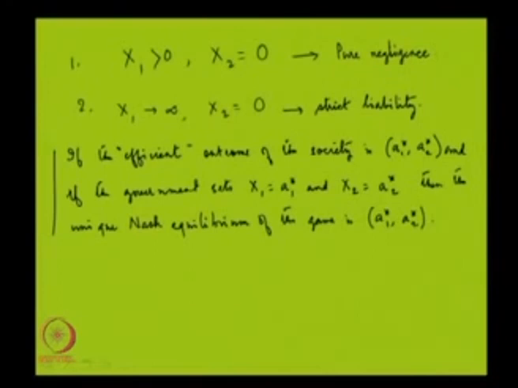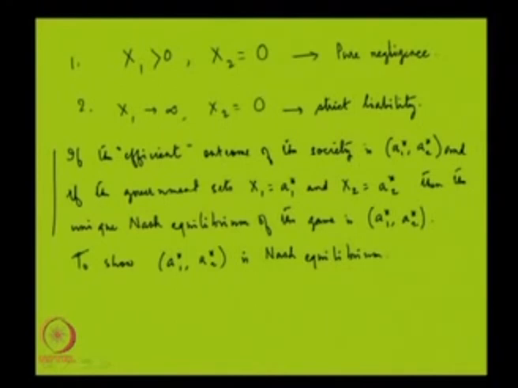So this is what is being proposed. What we are going to do now is first show that A1 star and A2 star is a Nash equilibrium. And the second step will be to show that it is unique, it is the only Nash equilibrium. Now, how to show that this is a Nash equilibrium? The method is as we have been doing before: given A2 star, we prove that A1 star is the best action for player 1, and given A1 star, A2 star is the best action for player 2. If that is shown, then we know that A1 star and A2 star is a Nash equilibrium.